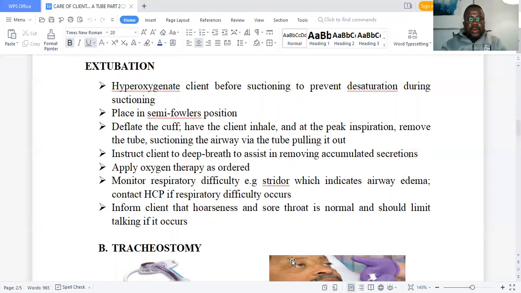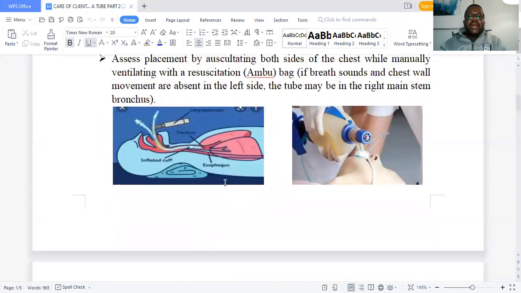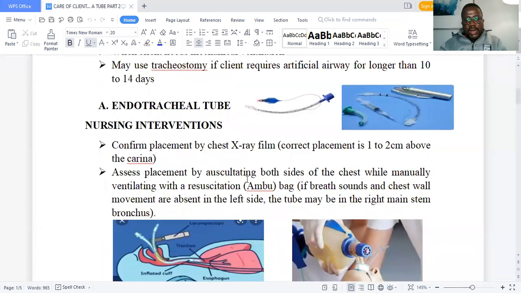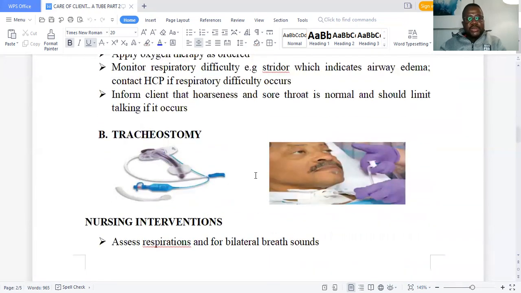We're talking about hoarseness and sore throat, not blood, okay? If the patient is coughing out blood, you need to take care. There is a problem. When you extubate, the patient shouldn't cough out blood; it means there is an issue somewhere which needs attention. Okay, so this is the end of what we need to know in the care of a client with an endotracheal tube. We will move to the tracheostomy and then we will see some questions.